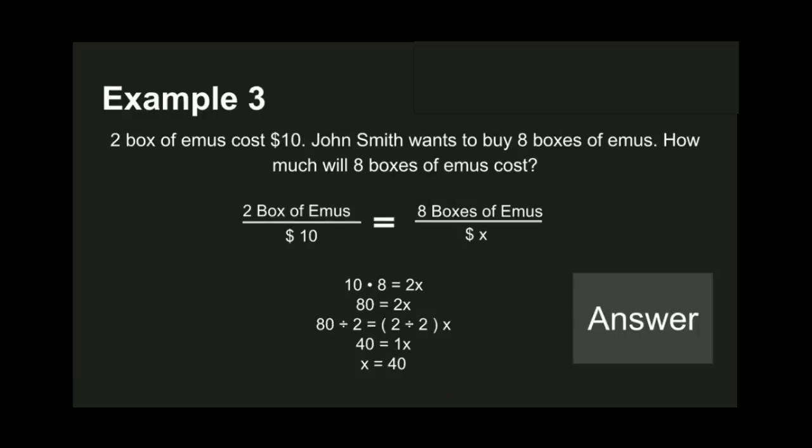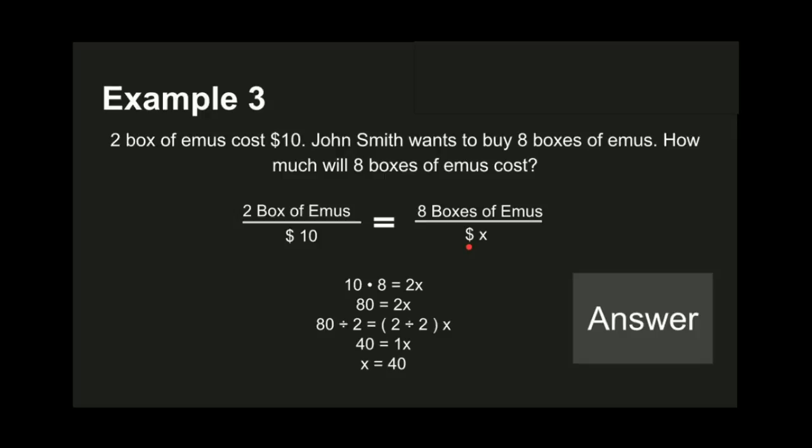Our last example says that 2 boxes of emus cost $10. John Smith wanted 8 boxes of emus. How much will 8 boxes of emus cost? Well, to solve the proportion, we know that 2 boxes of emus cost $10. So 2 boxes of emus over $10. And on the other side of the equation, we know that he wants 8 boxes of emus. That costs X dollars. So 8 boxes of emus over X dollars.